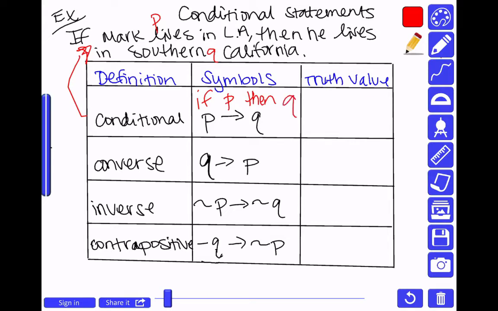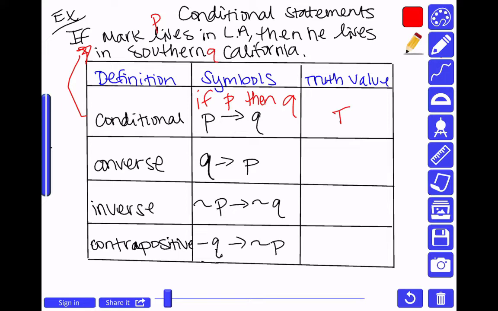If P, then Q. Now the truth value of that: if the hypothesis is true and the conclusion is true, then the conditional is true. If the hypothesis is false, then it doesn't matter what the conclusion is, the truth value would actually still be true. But let's take a look at this. If Mark lives in LA, then he lives in Southern California. So that would be true. Assuming Mark lives in LA, then he will live in Southern California.